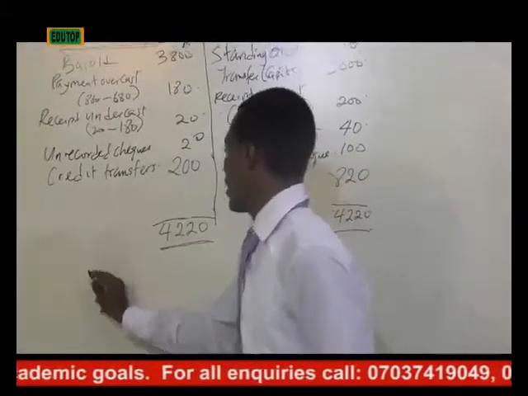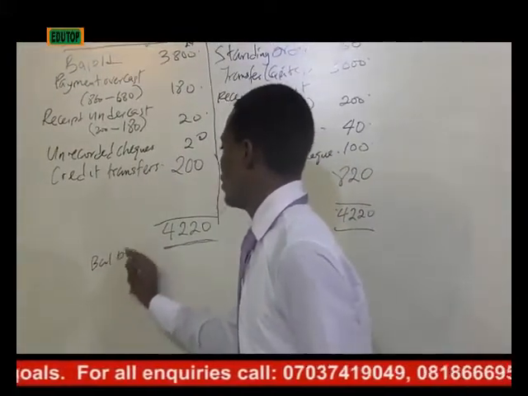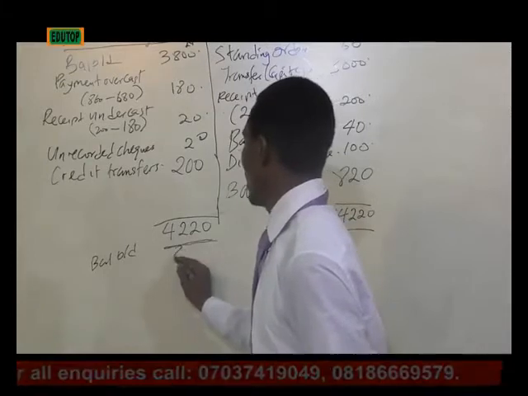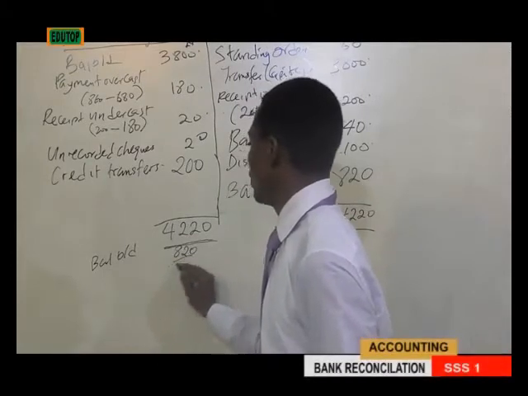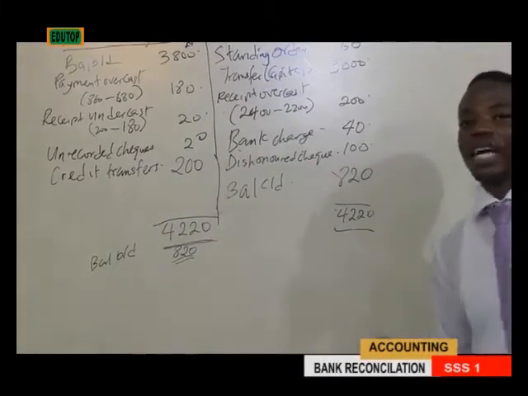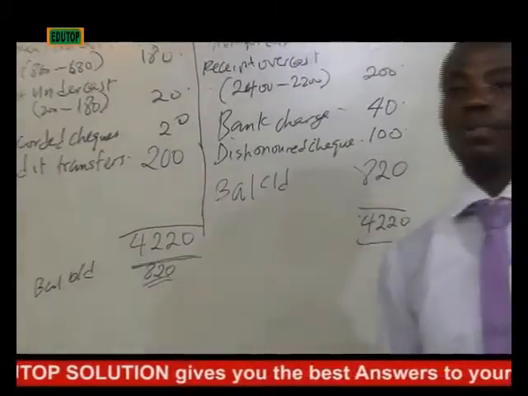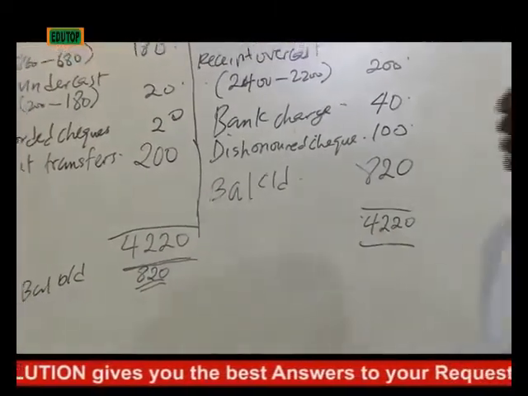Then you bring it down here, balance BD, which is 820. So this is the balance of the adjusted cash book. Then we prepare the bank reconciliation statement.